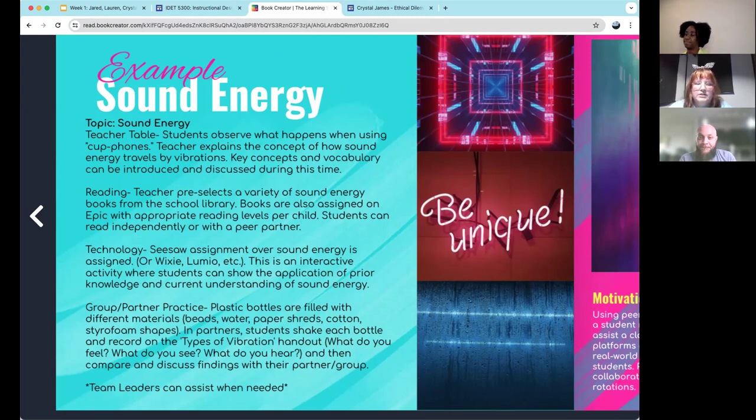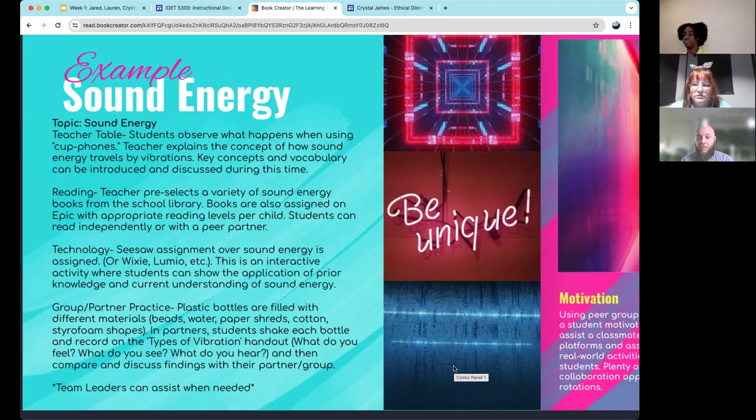And then in partners, the students will shake each bottle and record it on a handout. I have one called the Types of Vibration. And they would answer questions such as, what do you feel, what do you see, and what do you hear? And then they compare and discuss those findings with their partner in their group. And then I do have team leaders who can assist whenever they need to in each of those rotations.